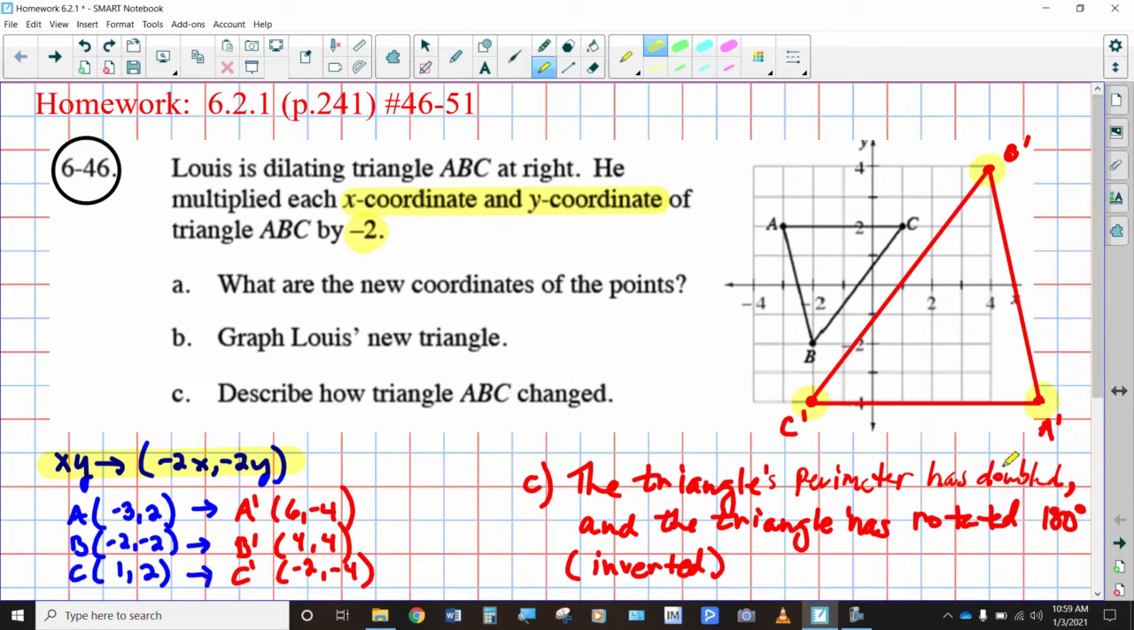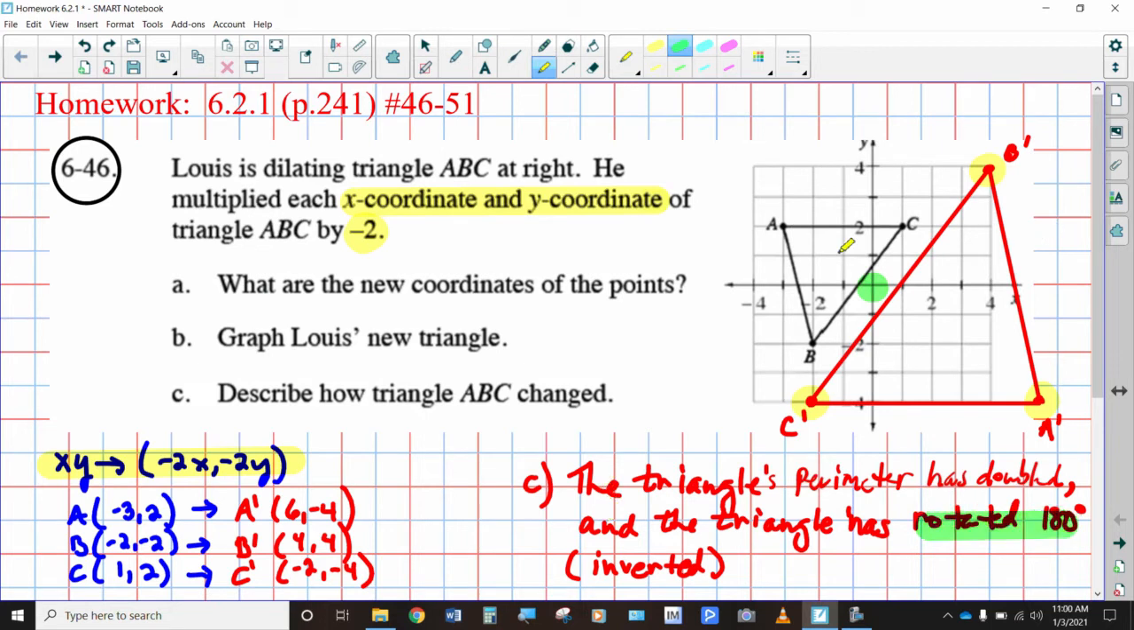ABC is now the side lengths are doubled, so the perimeter is going to double. So it's going to pretty much what we call double in size, although the area did not double. It's more than doubled. Another thing that you can say is it's a rotation about the origin. Here's the origin, and this is a 180-degree rotation.